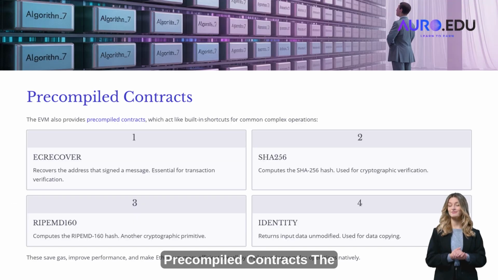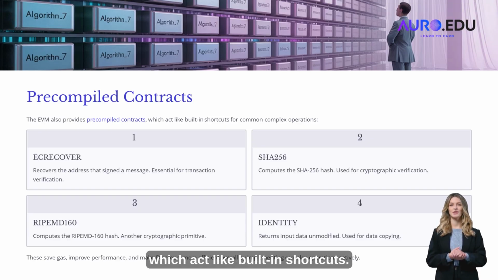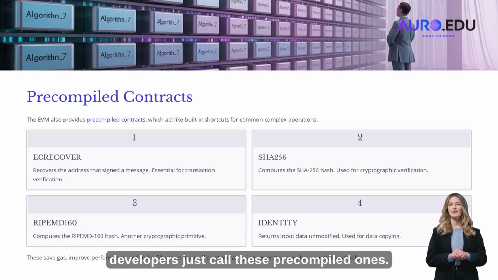Precompiled contracts. The EVM also provides precompiled contracts, which act like built-in shortcuts. They handle common heavy tasks, especially cryptography, much faster than normal contracts. Instead of writing complex code, developers just call these precompiled ones. This saves gas, improves performance, and makes Ethereum more efficient overall.